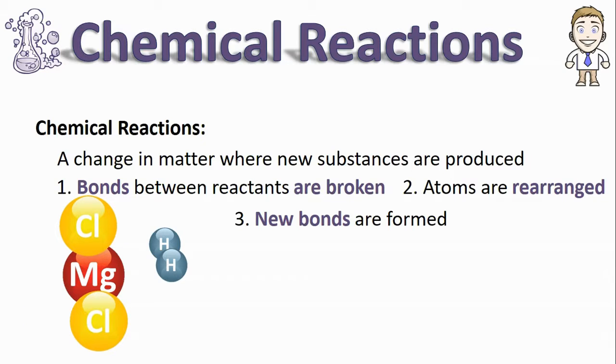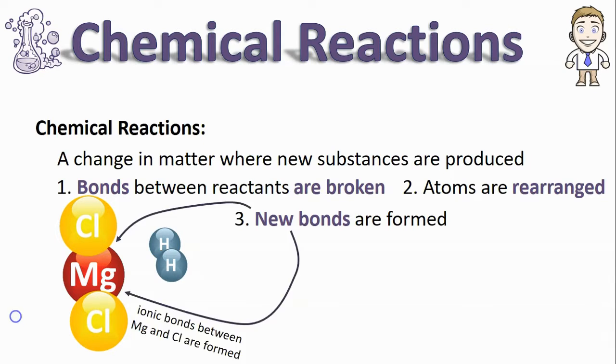This also leads into the third step, which says that new bonds are formed. Now that the chlorines are stuck to the magnesium, metals are attaching to nonmetals, so these are ionic bonds being formed, and a new covalent bond between the two hydrogen atoms.